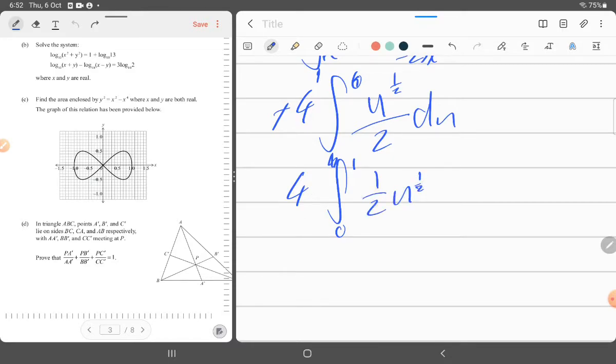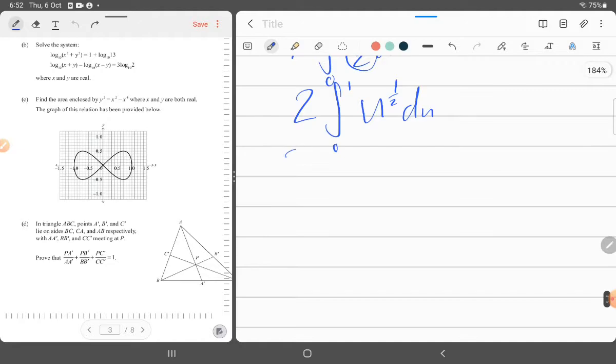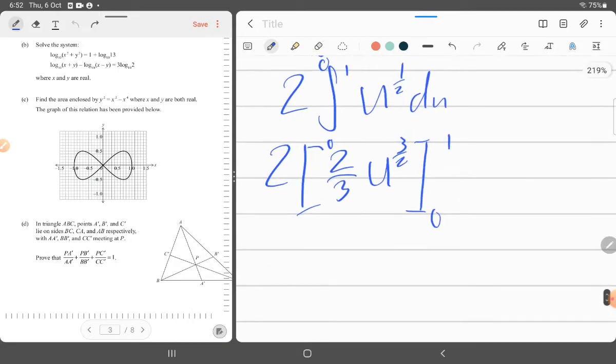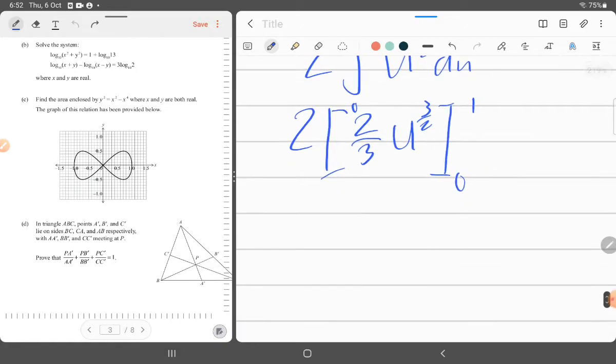You can take this out: 2 integral from 0 to 1 of u to the power of half du, which is 2 times 2 over 3 u to the power of 3 over 2 from 0 to 1. That is 2 brackets 2 over 3 take away 0, which is equal to 4 over 3.